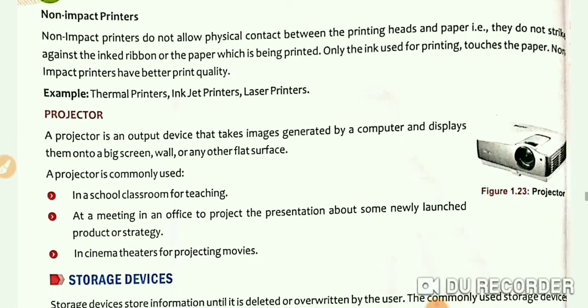And non-impact printers, they do not allow physical contact between the printing heads and paper, that is, they do not strike against the inked ribbon or the paper which is being printed. Only the ink used for printing touches the paper. Example of non-impact printers are thermal printers, inkjet printers and laser printers.